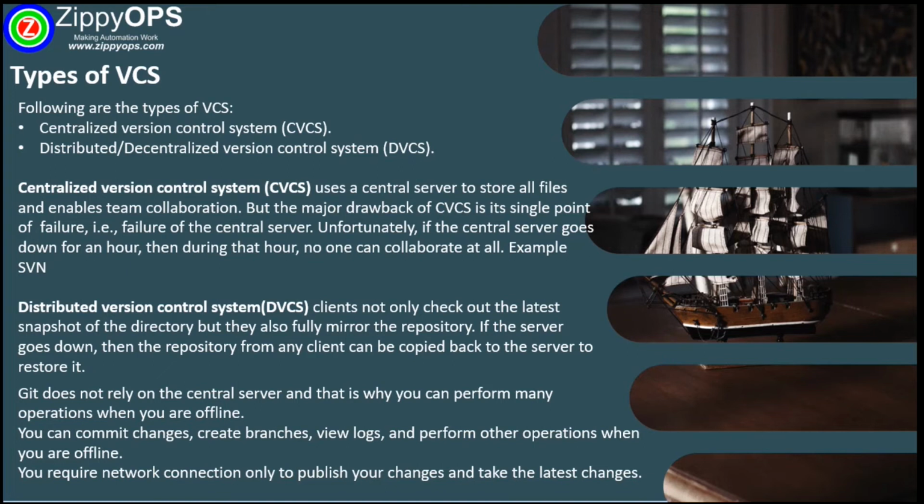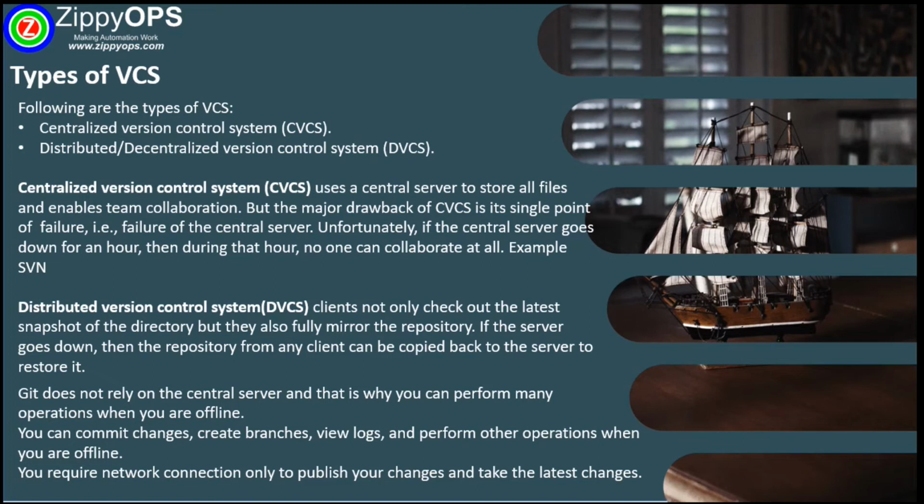And it is a single point of failure. For example, if the centralized version control system is down, all my developers cannot do anything and they have to sit idle. And in case the data gets lost on the centralized version control system, the data will be lost unless you have a backup mechanism configured. So all those things are going to be a problem in the centralized.